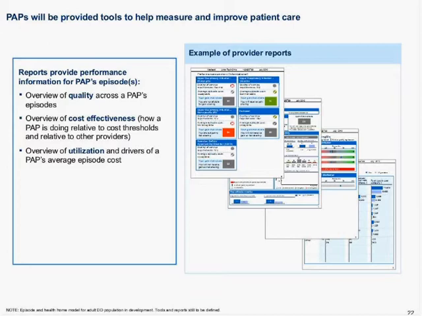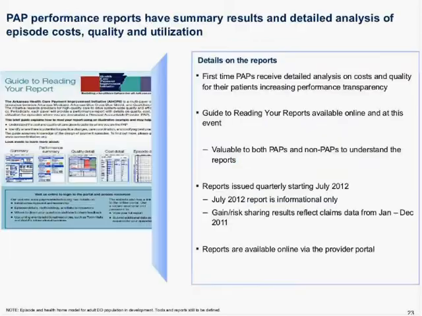gain risk sharing. The reports provide performance information for PAPs episodes, such as an overview of quality across a PAPs episode, overview of cost effectiveness, how a PAP is doing relative to cost thresholds and relative to other providers, and an overview of utilization and drivers of a PAPs average episode cost. The PAP performance reports have summary results and detailed analysis of episode cost, quality, and utilization.